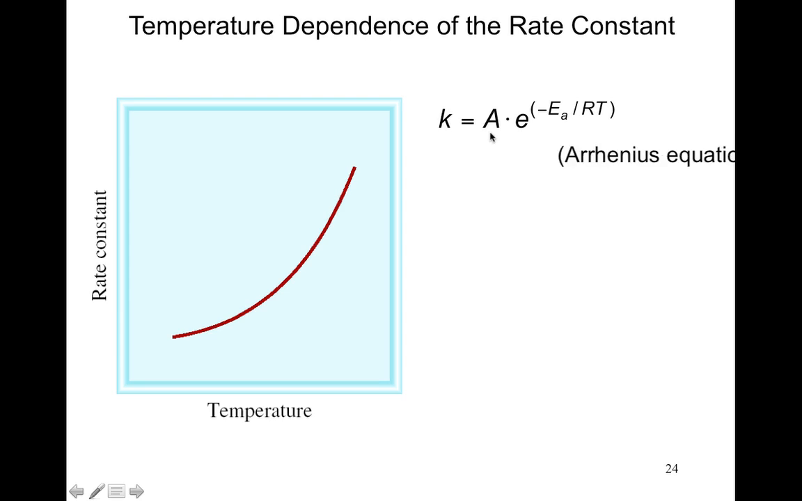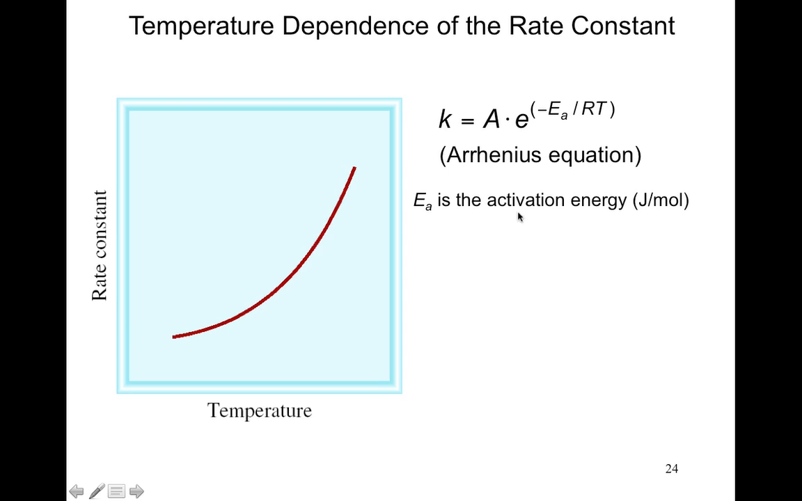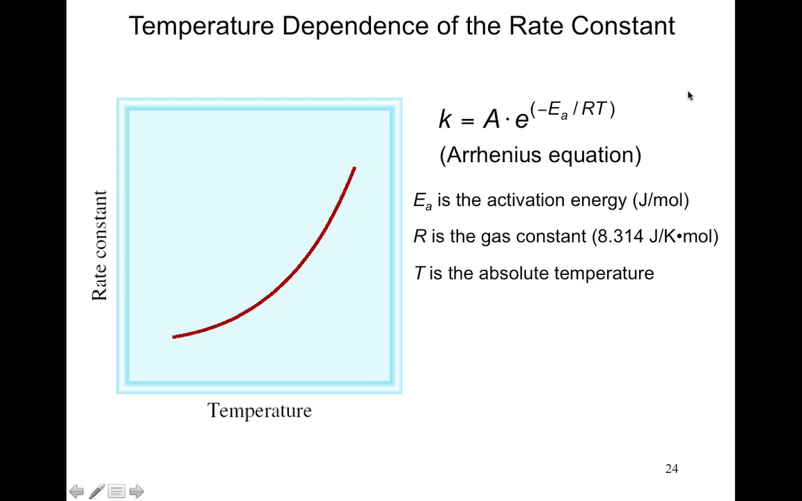Your constant is equal to A times e raised to the negative activation energy divided by the gas law constant and absolute temperature. That's called the Arrhenius equation, where Ea is the activation energy, that's in joules per mole. R is the gas constant, 8.314 joules per Kelvin mole. T is absolute temperature, so our temperature in Kelvin. And A is our frequency factor.